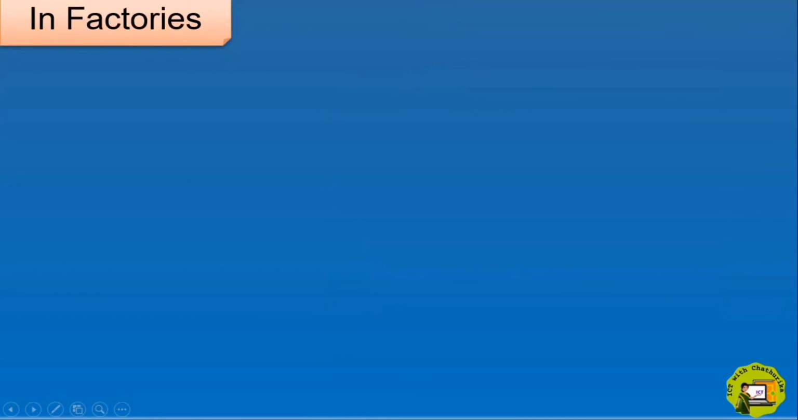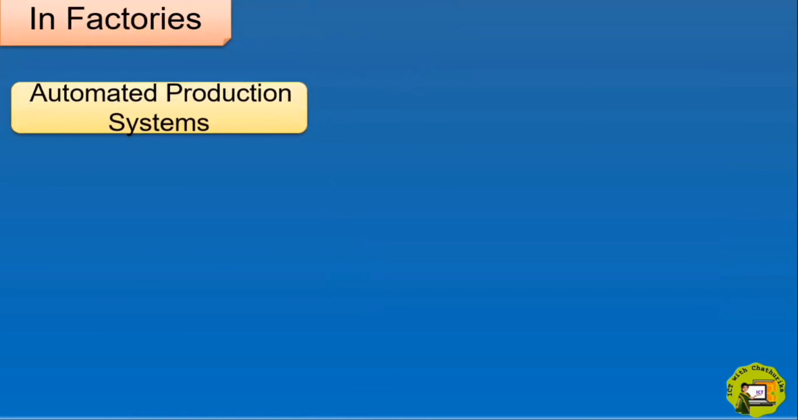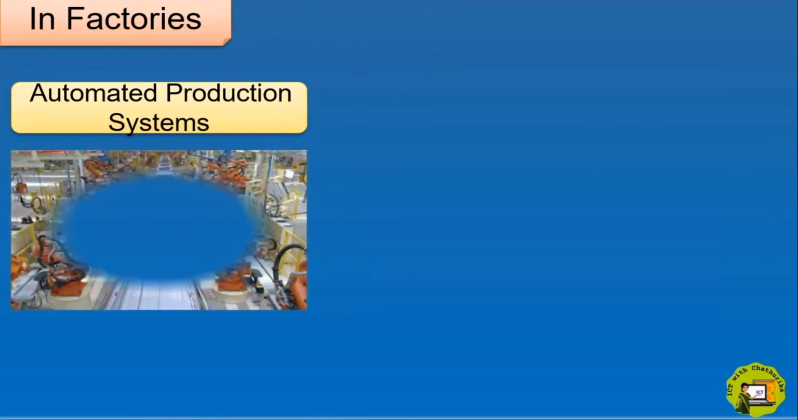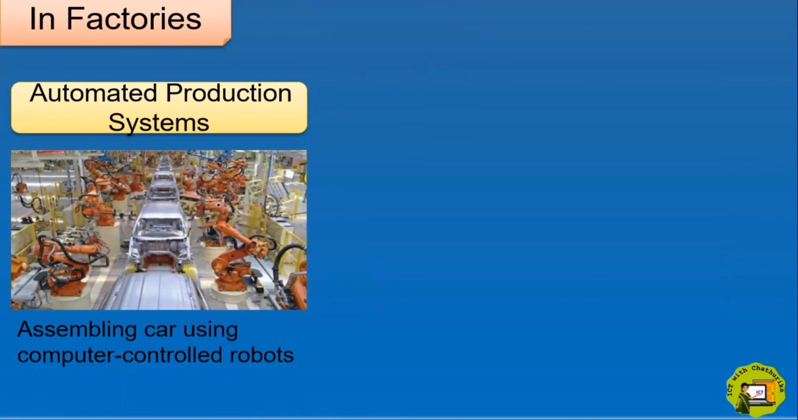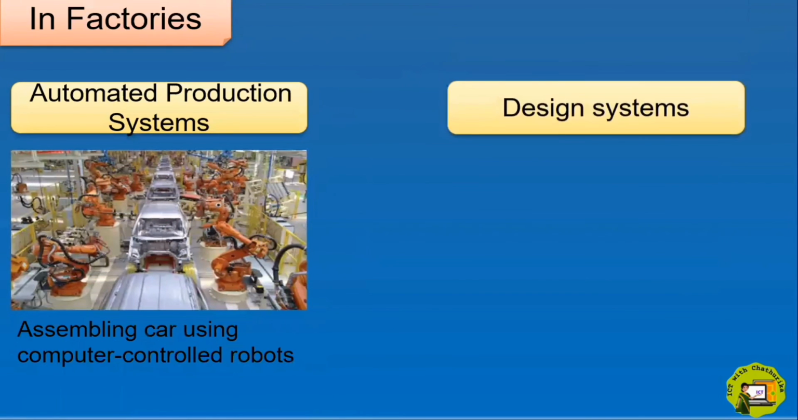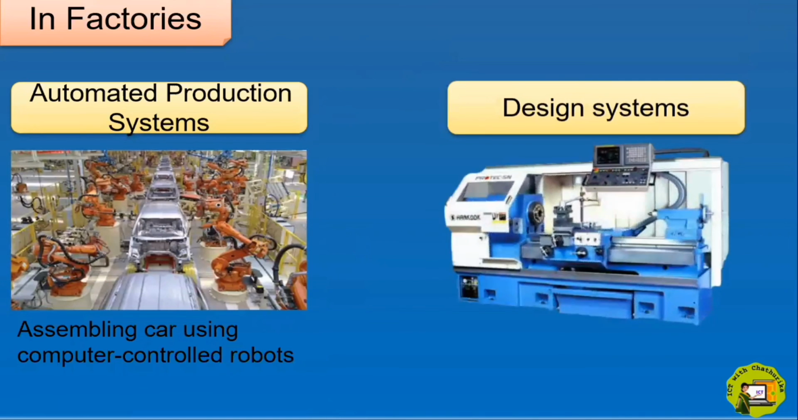In factories, computer can be used in industry. Automated production systems. Many vehicle manufacturing factories are fully computerized. Vehicles are assembled by computer-controlled robots. Design systems. Computer programs are used to design machines.